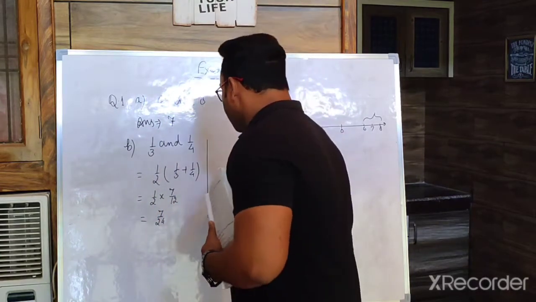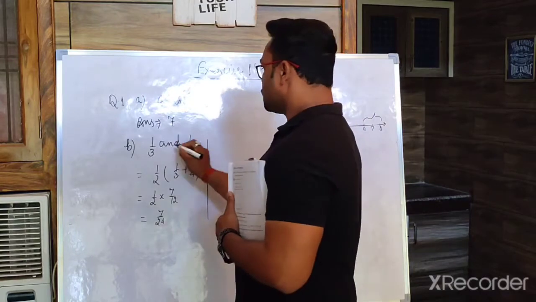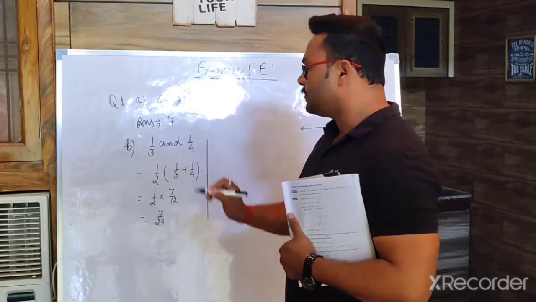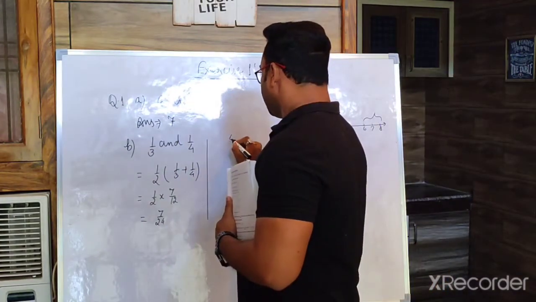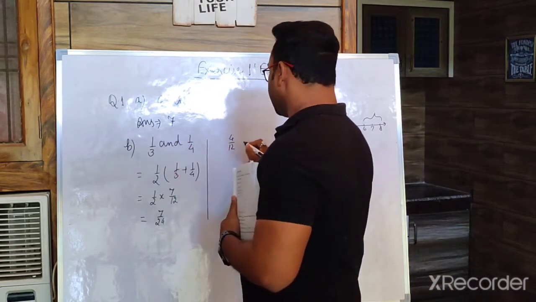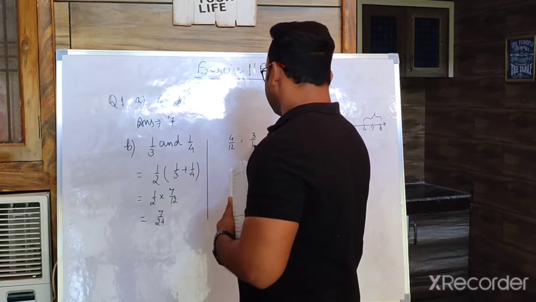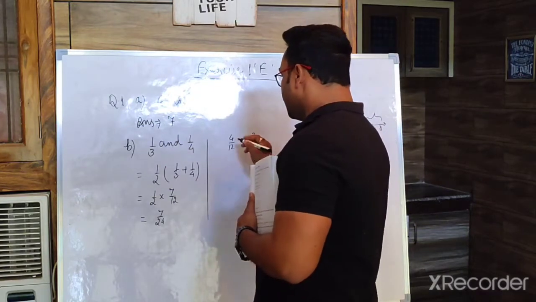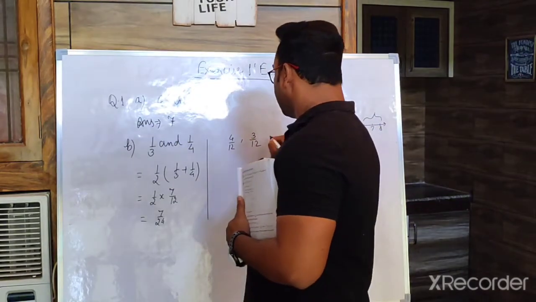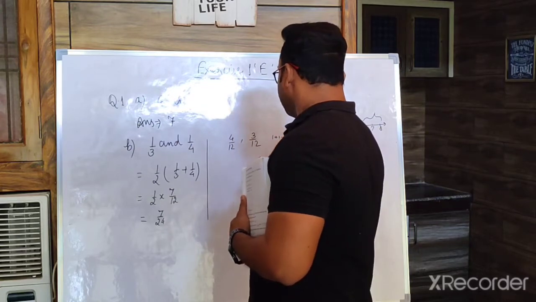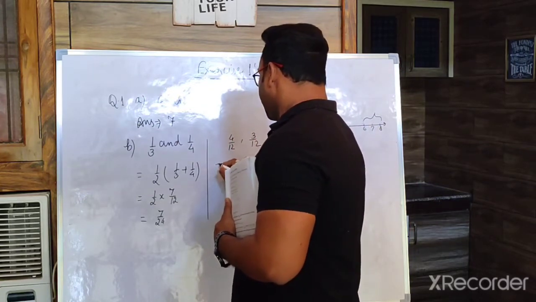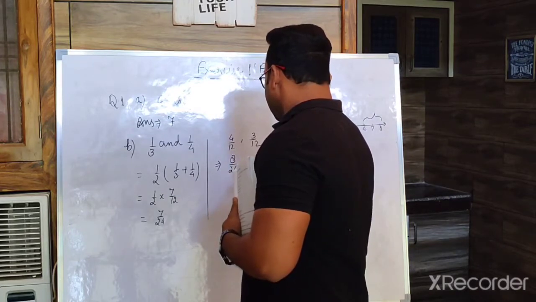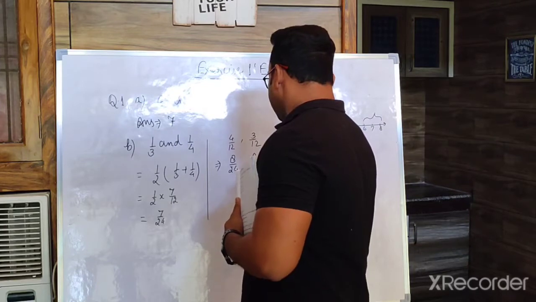Or if you want to solve it some other way, first of all you have to make the denominators equivalent. So it will be 4 by 12 when you make it equivalent, and it will be 3 by 12. 4 by 12 and 3 by 12. So to find one rational number, multiply by 2. 1 plus 1 is 2, so we multiply up and down by 2. So it will be 8 upon 24 and it will be 6 upon 24.